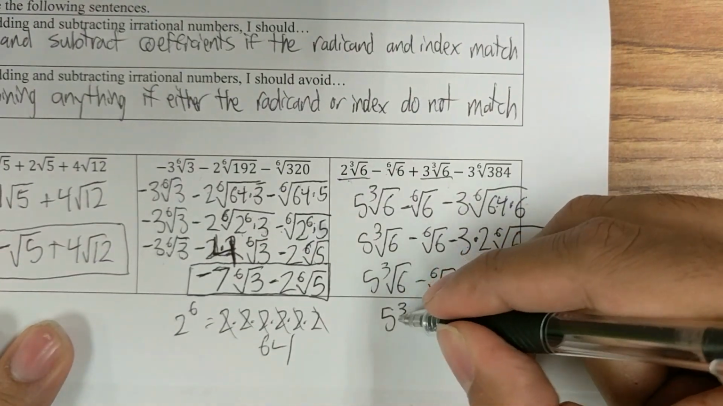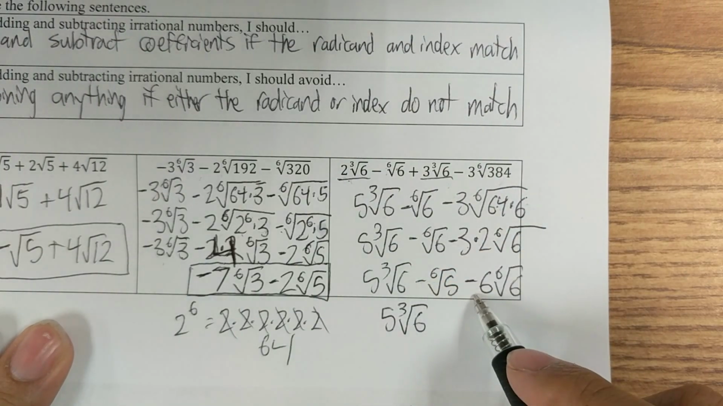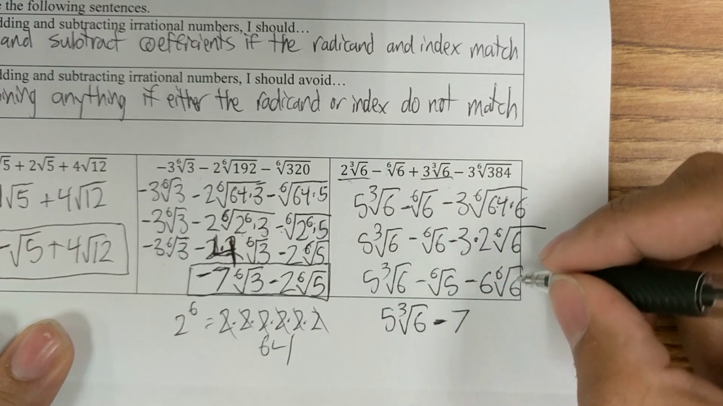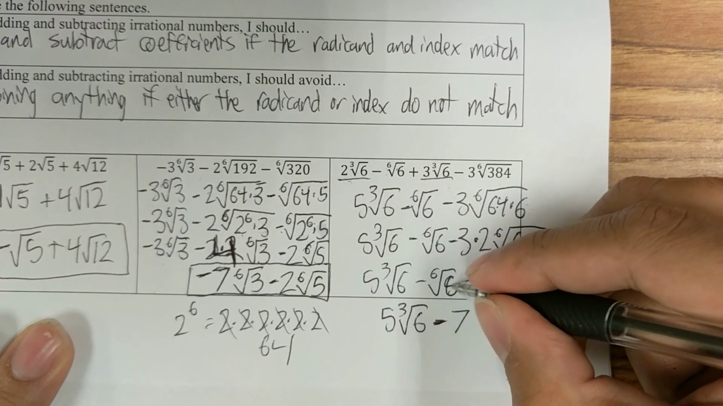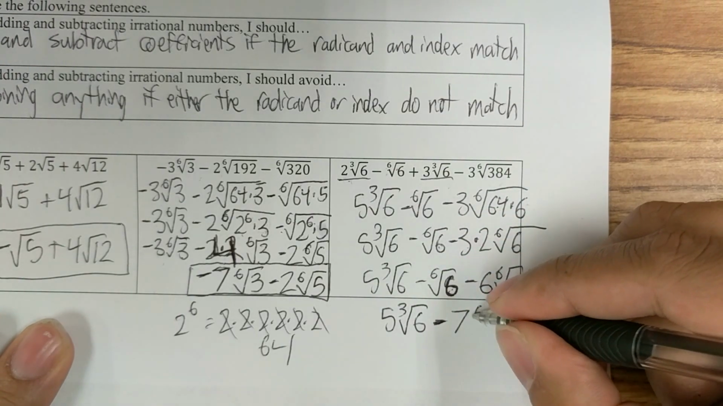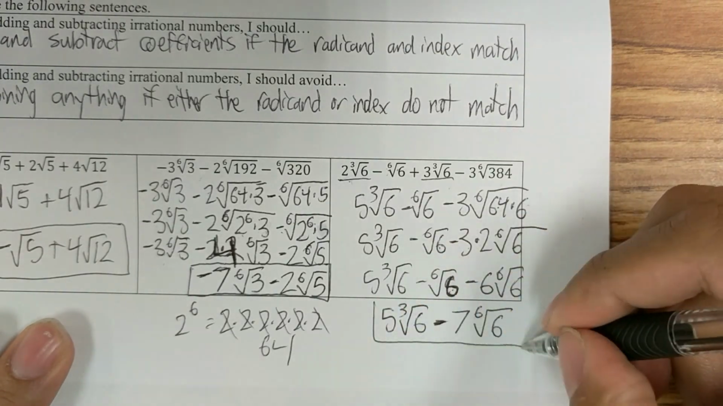Bring this down. We have negative 1 of these minus another 6 of them, so that's minus 7 of them total. Sorry, this is a 6, I don't know why I put a 5. Okay, so here's your final answer.